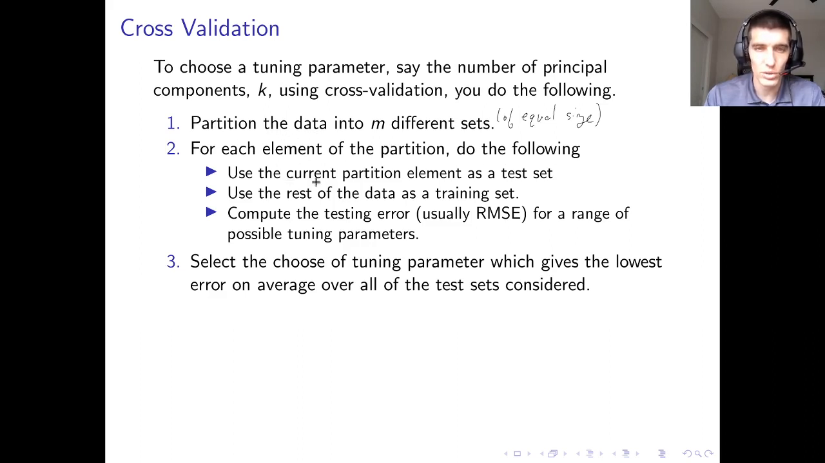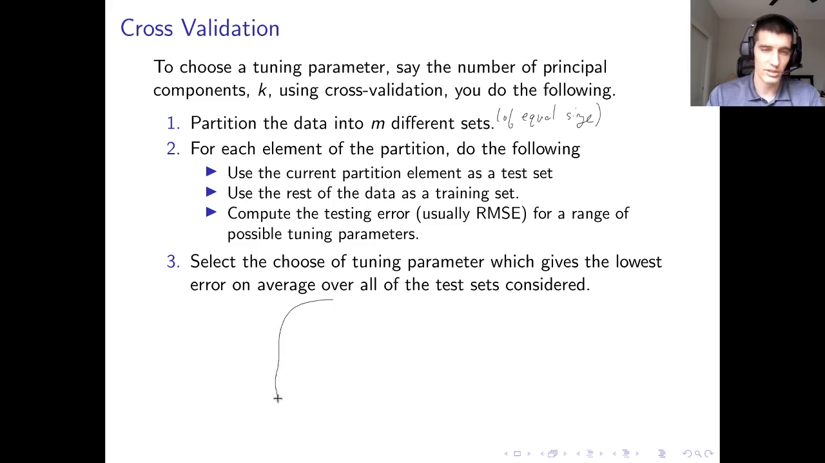That is, we're going to use the current subset as a test set and use everything else as a training set. We're going to compute the testing error, so usually this is root mean squared error, for a range of possible tuning parameters, and then we repeat this process over all the different possible testing sets we can have, and we select the tuning parameter which gives us the lowest score on average for all the testing sets considered.